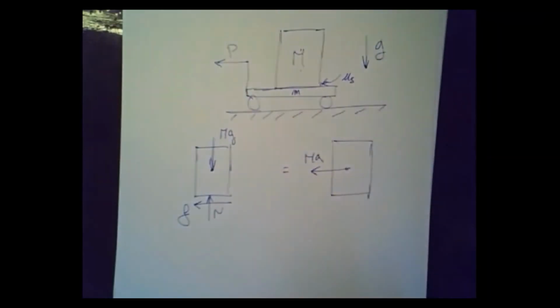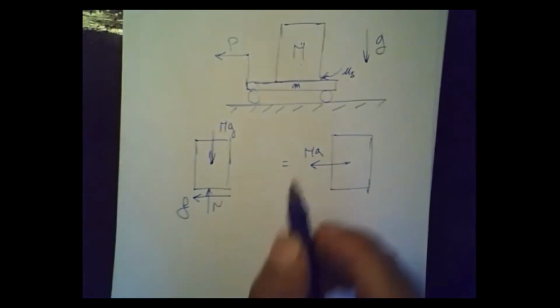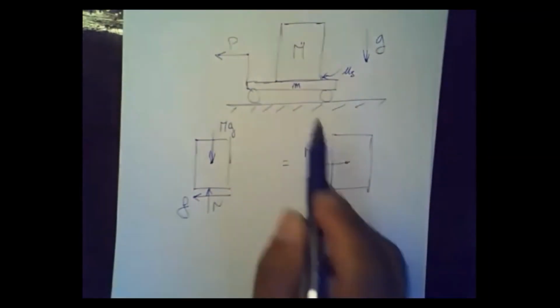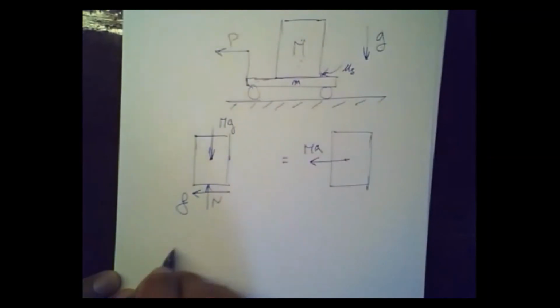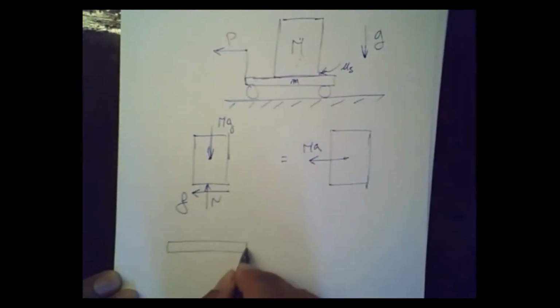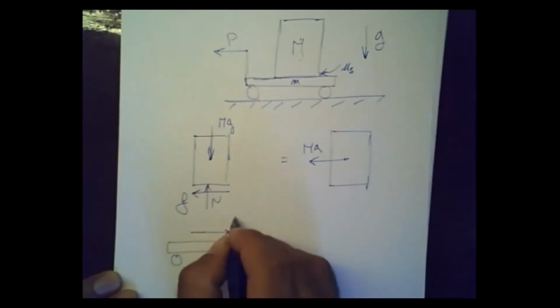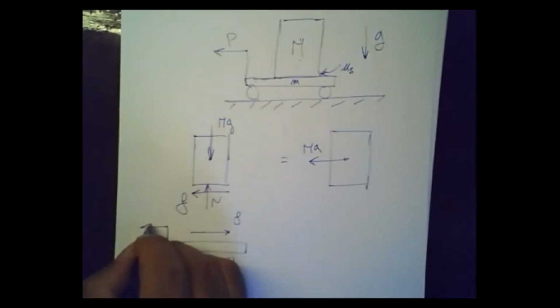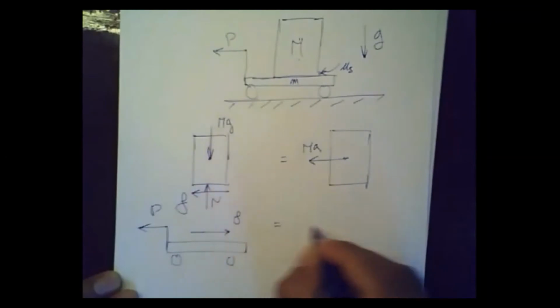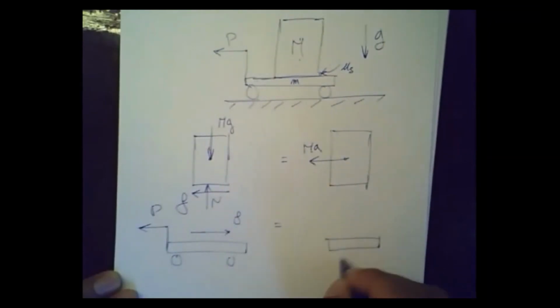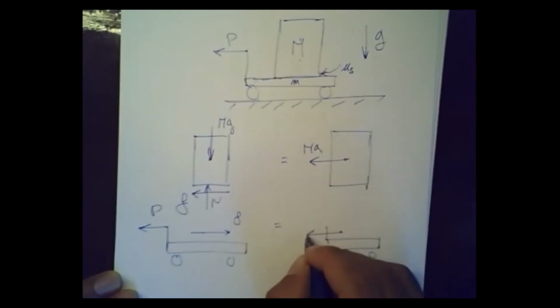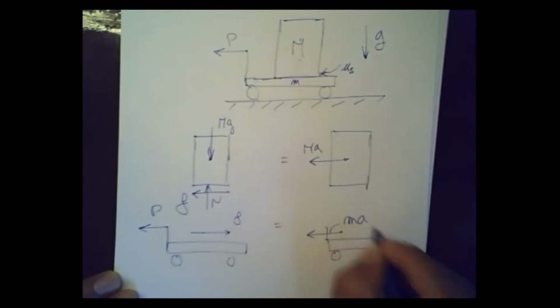MA. Okay, and how about the forces on the platform? The forces on the platform would be equal and opposite. So if the friction is like that, then the friction on this guy is like that, and that force P is going to be like this. And again, we can draw the acceleration of this guy. Let's say this is your center of gravity, then you are going to have M times A.